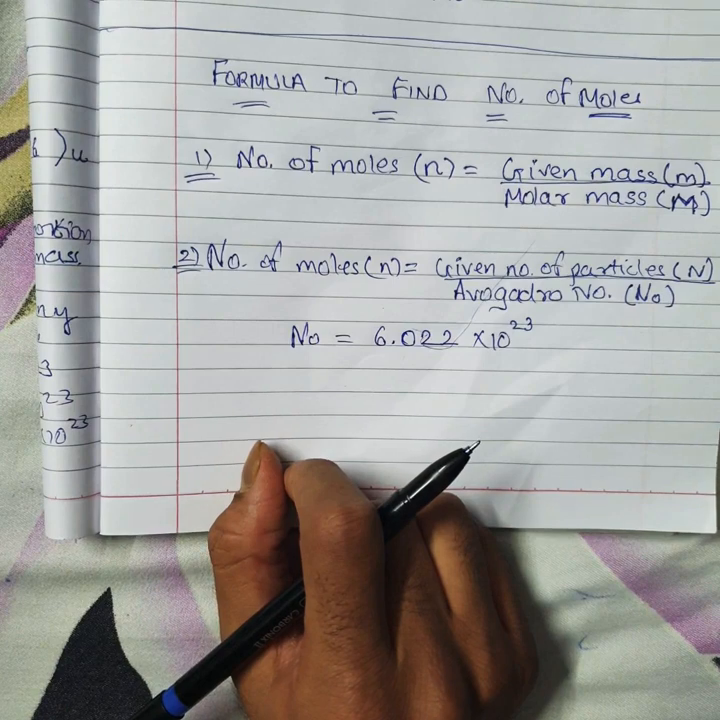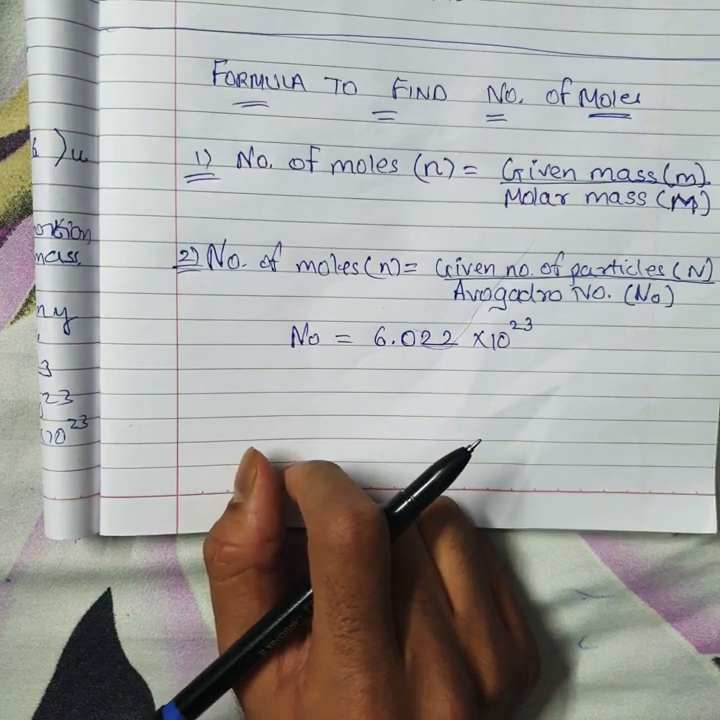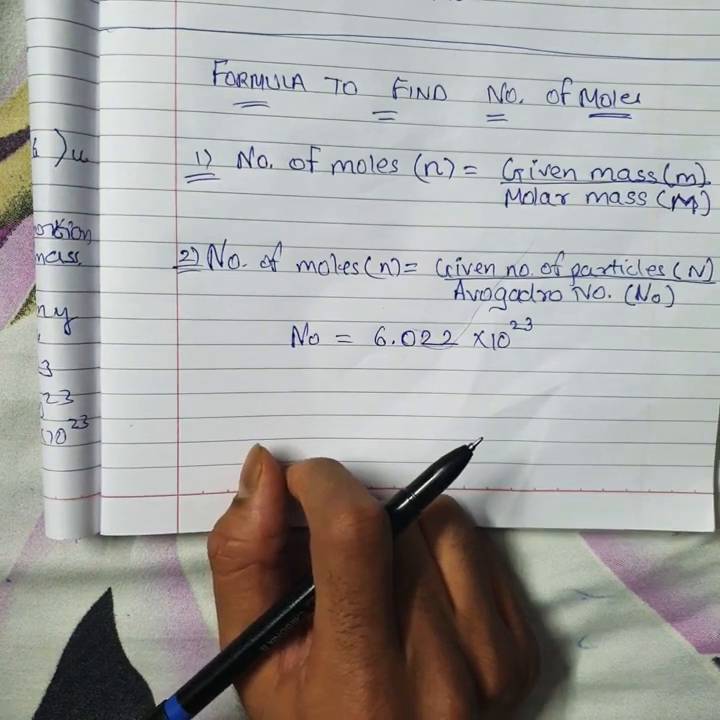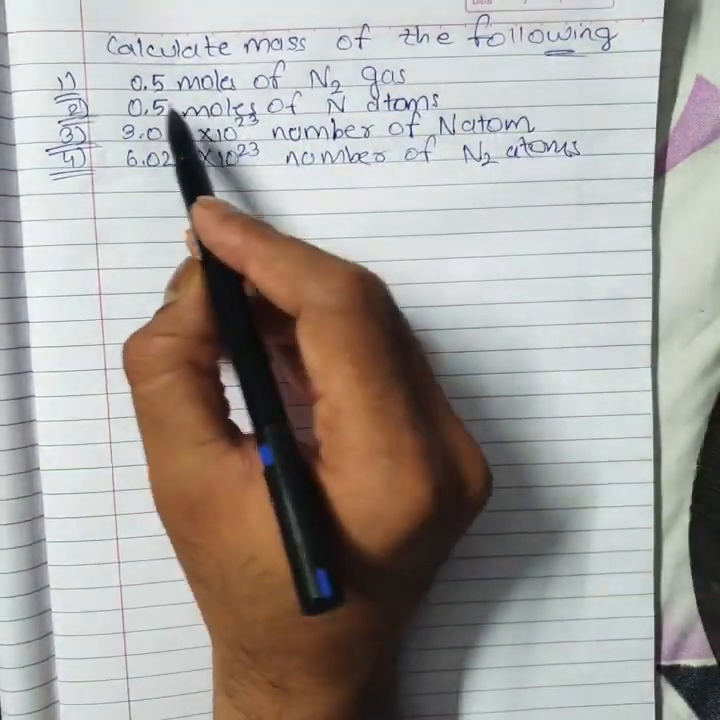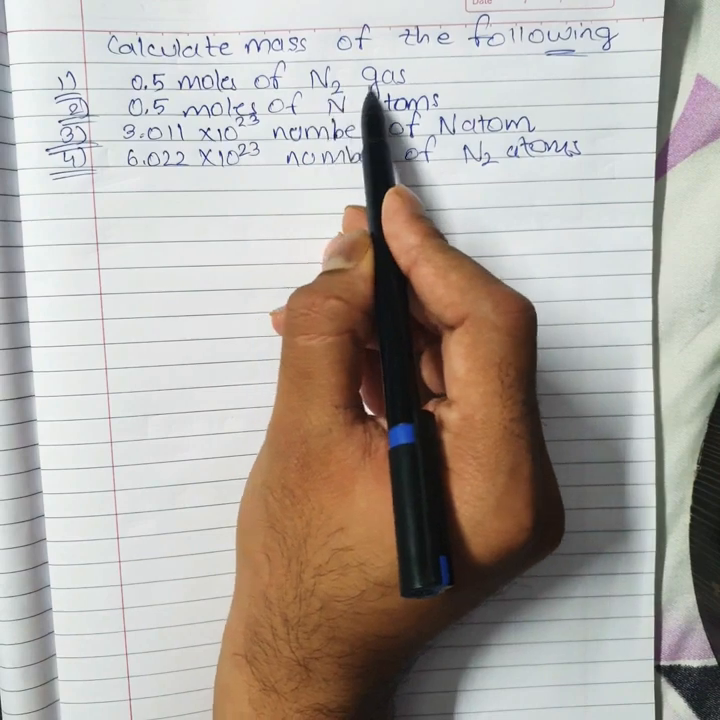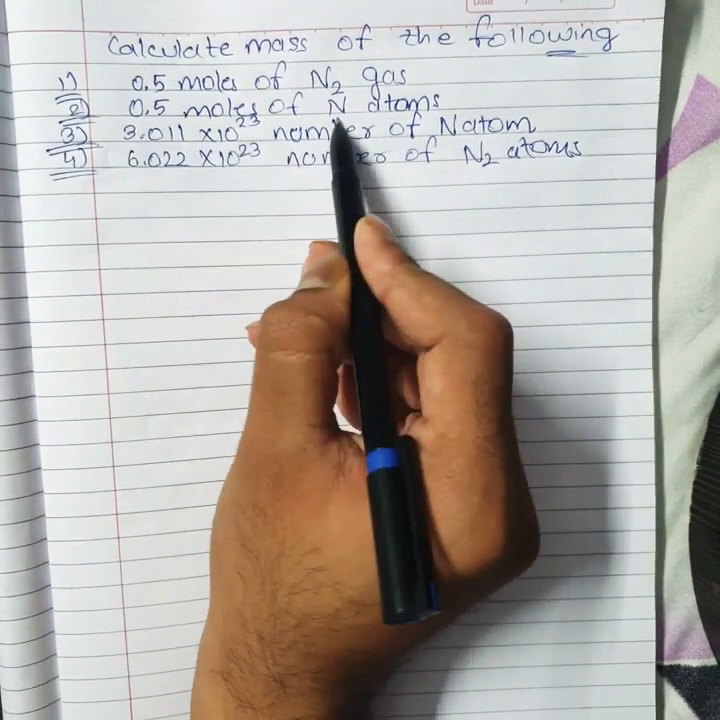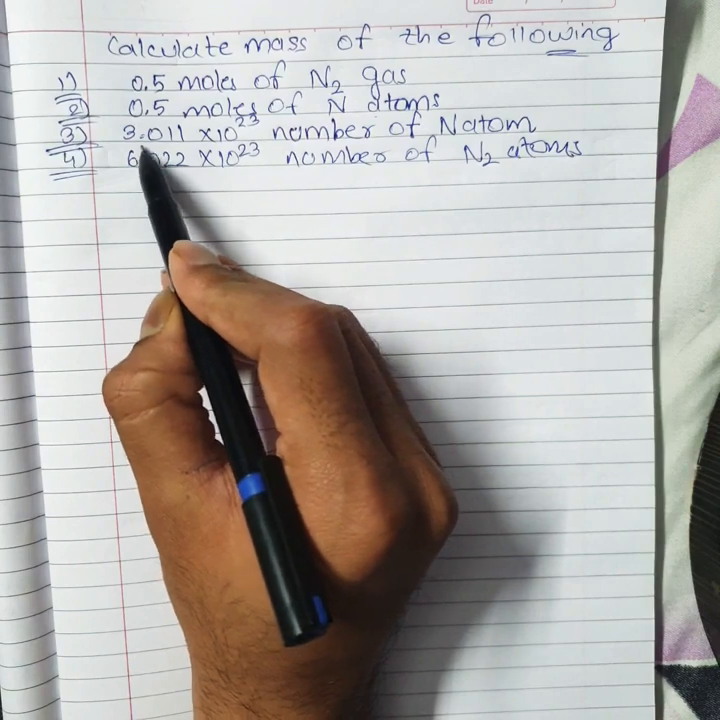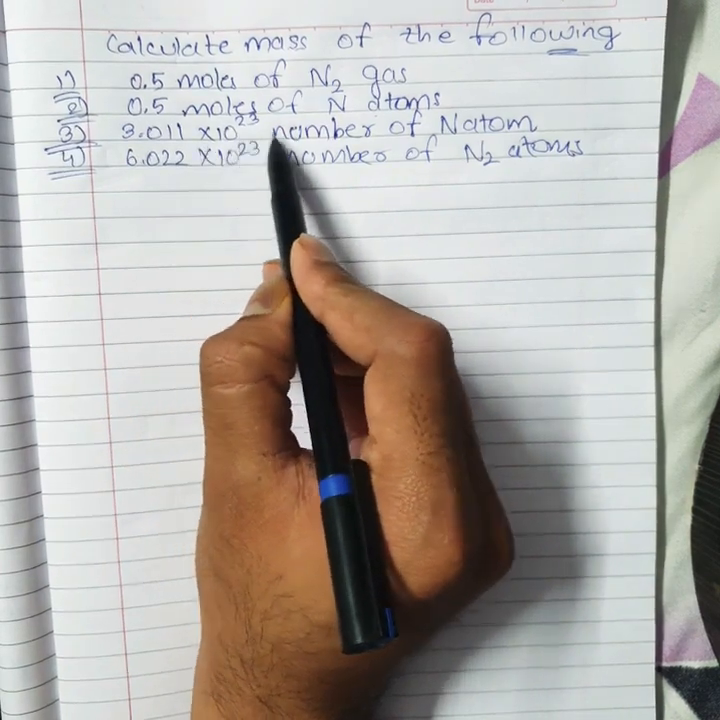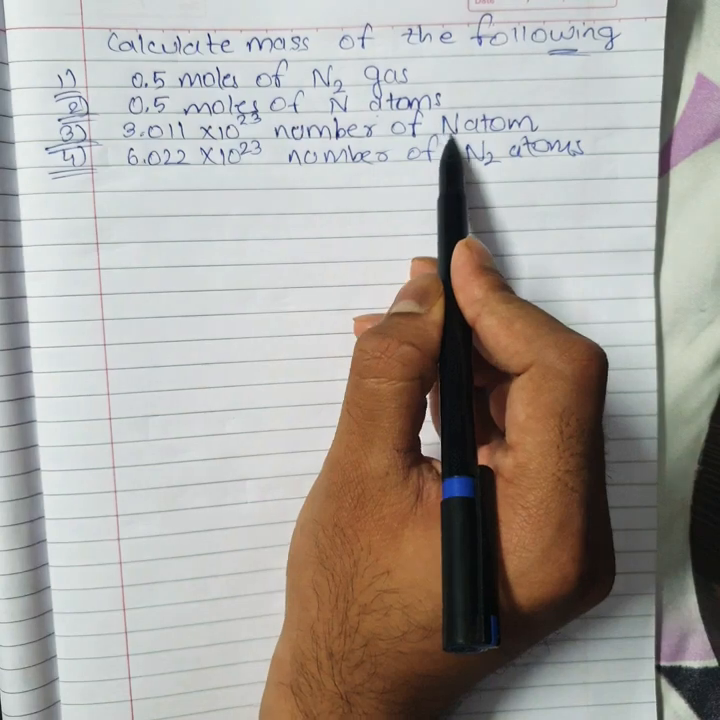We will try to solve numericals based on this mole concept. Okay, so here one numerical is given: calculate the mass of the following. The first question is 0.5 moles of nitrogen gas, the second is 0.5 moles of nitrogen atoms. The third and fourth questions are based on particles, that is 3.011 into 10 raised to 23 number of N atoms are given.